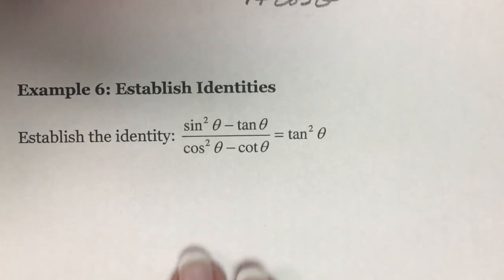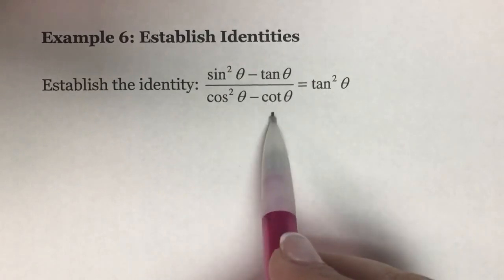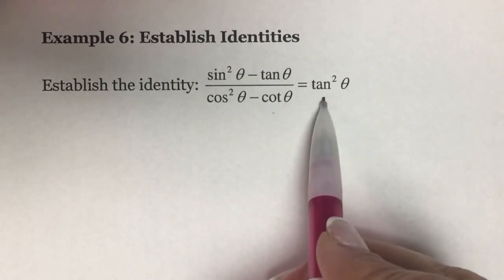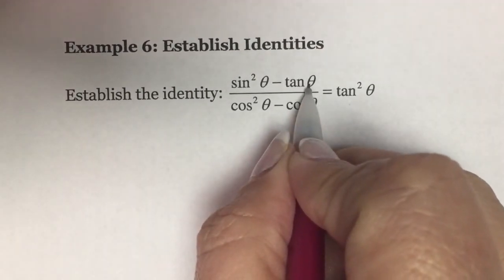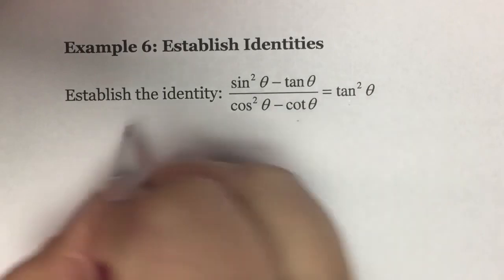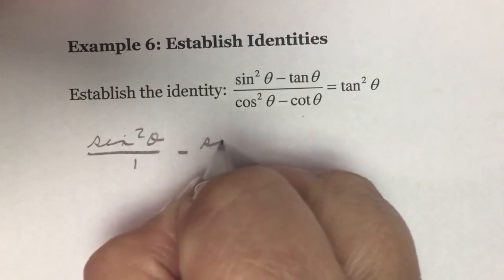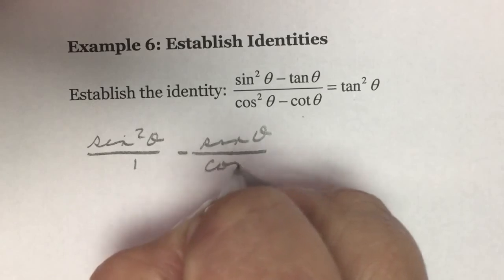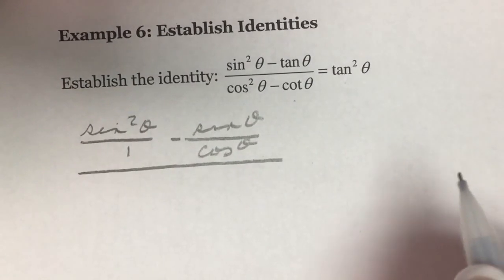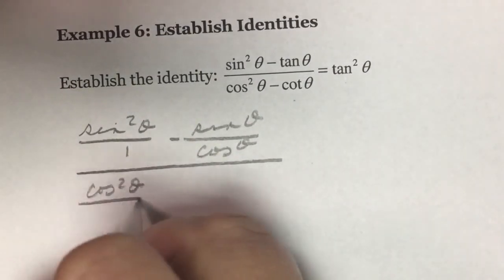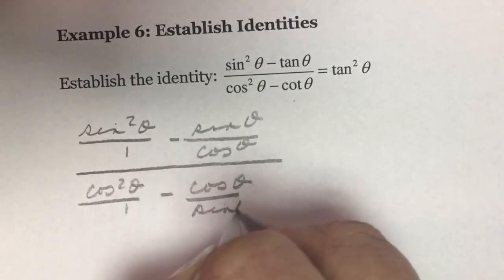All right, so the algebra is going to get a little sticky in this one. So we're going to go ahead. We're obviously going to work on the left-hand side, and we're going to make it look like the right-hand side. So the first thing that I'm going to do is change my tangent to sine theta over cosine theta. So sine squared theta over 1 minus sine theta over cosine theta. And that's going to be over, so we're going to have to deal with all these complex fractions, cosine squared theta over 1 minus cotangent theta, which is cosine theta over sine theta.